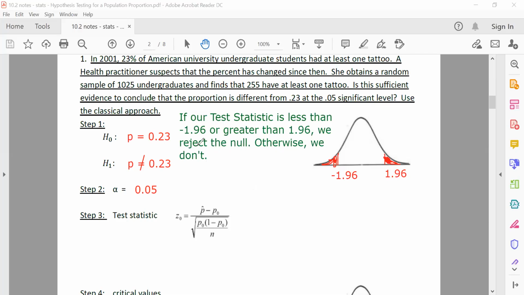Now we need to calculate the test statistic. We need to know what p hat is going to be. That's going to be the sample proportion. The researcher went out, sampled 1,025 undergraduates, and found that 255 had at least one tattoo. So the sample proportion is going to be 255 out of 1,025 total. And we can use a calculator to simplify that.